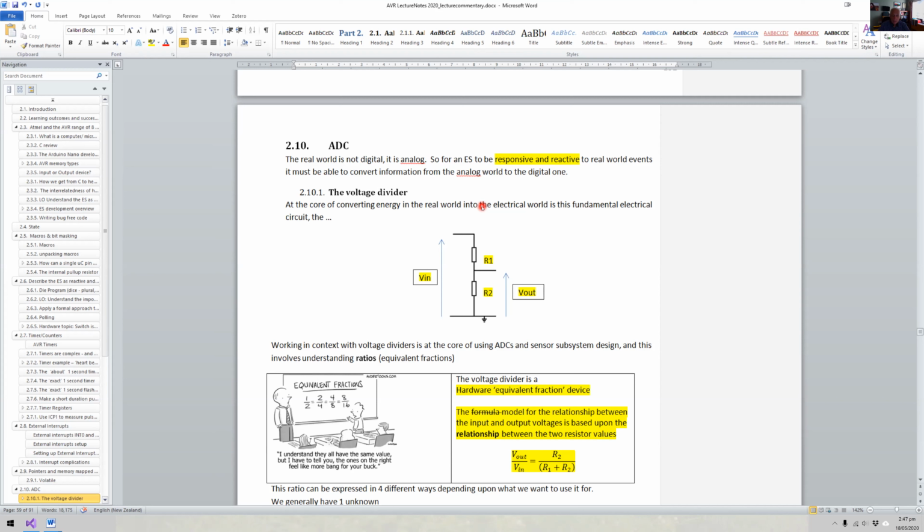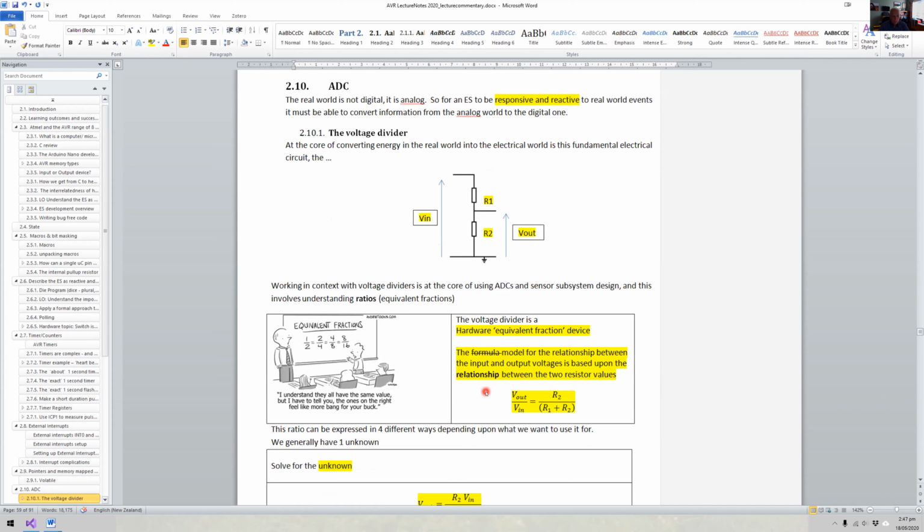And it is just absolutely crucial that you understand that this device is some sort of hardware equivalent fraction device. So the voltage across this resistor and the voltage across this resistor are the relationship of the values of the two resistors. And so what we normally do is we don't look at the voltage across this resistor. What we look at is the voltage across both resistors and compare it to the output. And in that case, what we have is a very simple relationship.